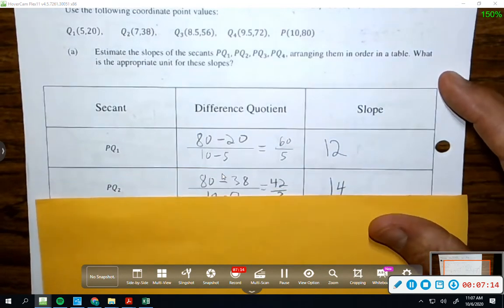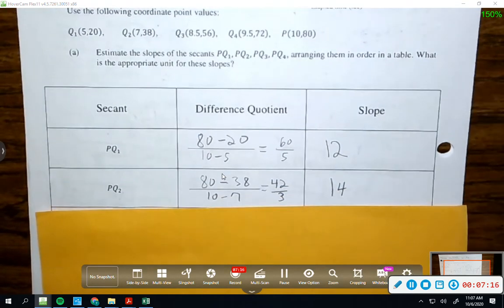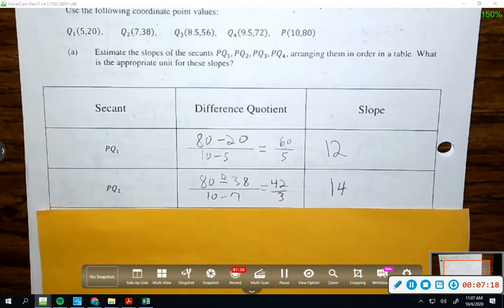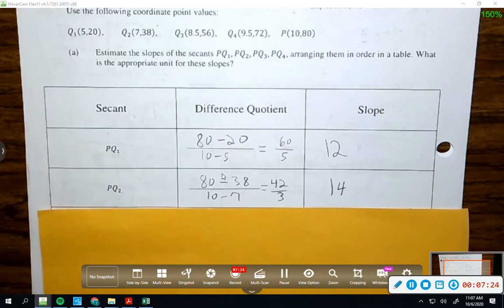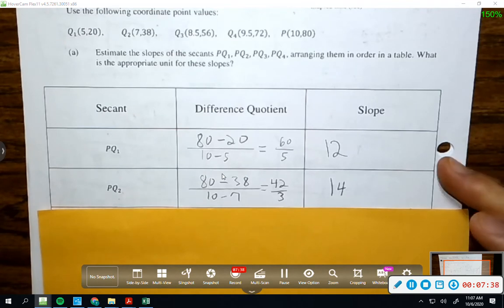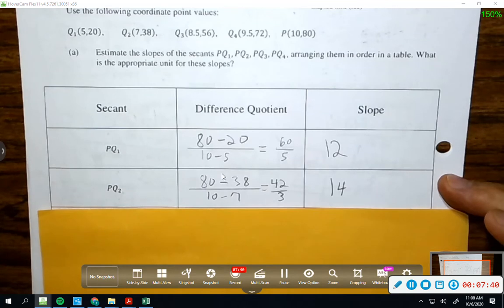I'm doing the same thing, except this time I'm using point P with the coordinate point that I set up here for Q sub 2 right here. So this time 80 minus 38 over 10 minus 7 is 42 over 3, which is 14. The slope seems to be getting steeper. And if you look at that, it would make sense. If you connect those two dots in the picture above, it would make sense that the slope is getting a little bit more steep as we go.